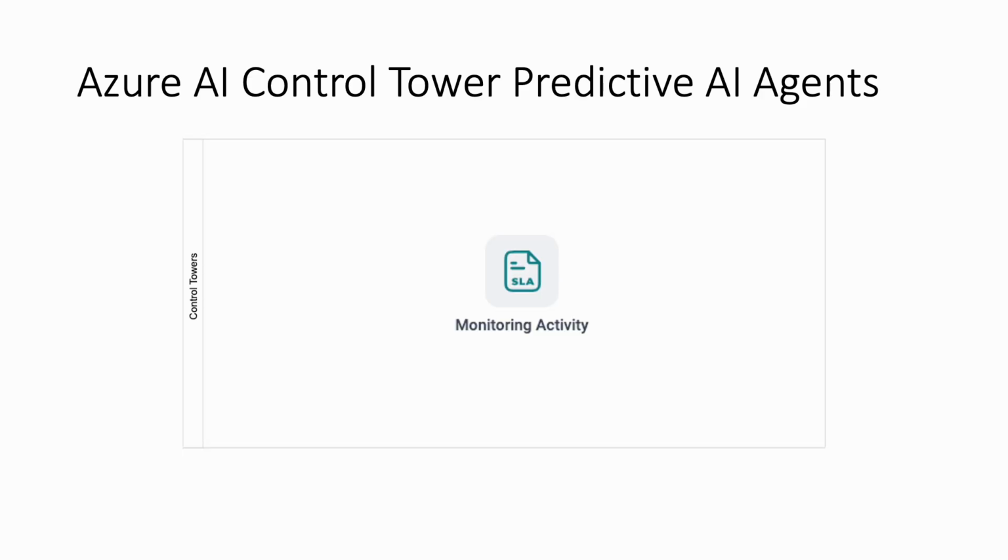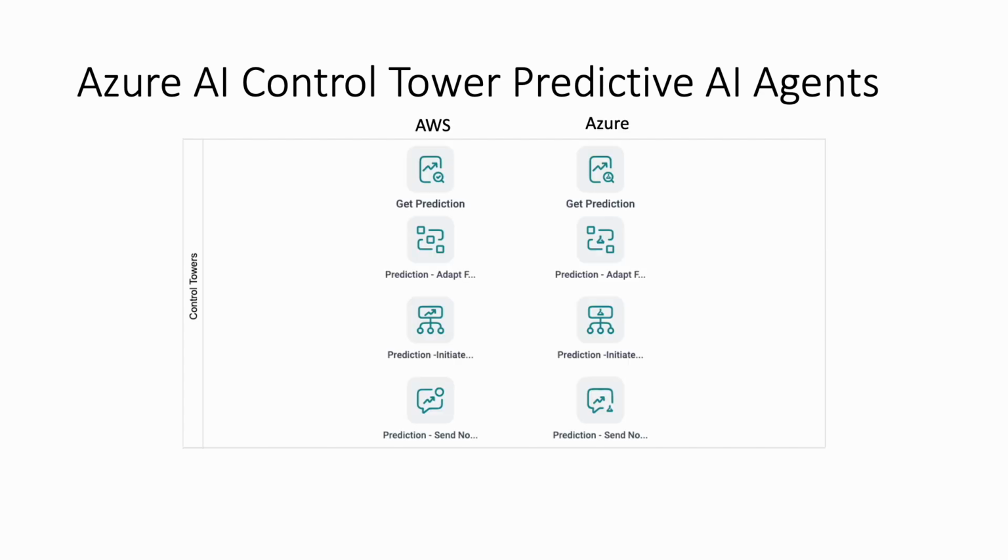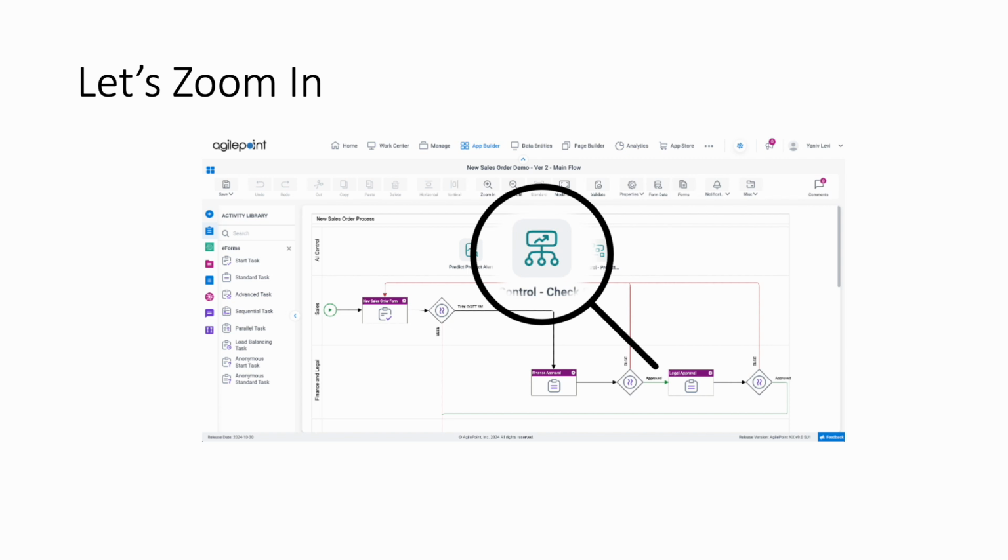At its core, the Predictive AI Agent is an AgilePoint machine learning agent built on our monitoring activity framework. It integrates with machine learning services like AWS SageMaker and Azure Machine Learning. That being said, the setup and functionality of predictive AI agents are identical across both platforms, with the only difference being the service they connect to, either Azure Machine Learning or AWS SageMaker. Let's zoom in and see it in practice.